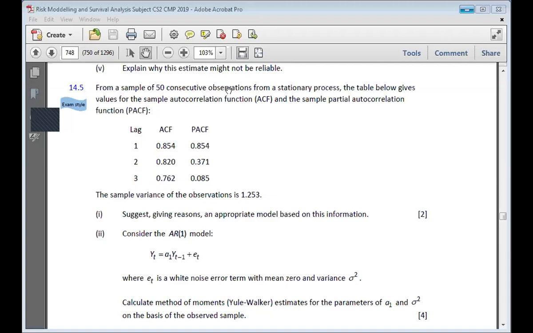Oh, so just check whether it's A1 square or just A1, because it should be just A1, right? You only have A1 yt minus 1, and on the other side, you will have only yt, right? So it should be A1 gamma 1. It is the covariance of A1 yt minus 1 and yt, right? If it were variance of A1 yt minus 1, then it would have been A1 square gamma 0. But now, if you want to write it as gamma 1, then its coefficient is going to be just A1, right?